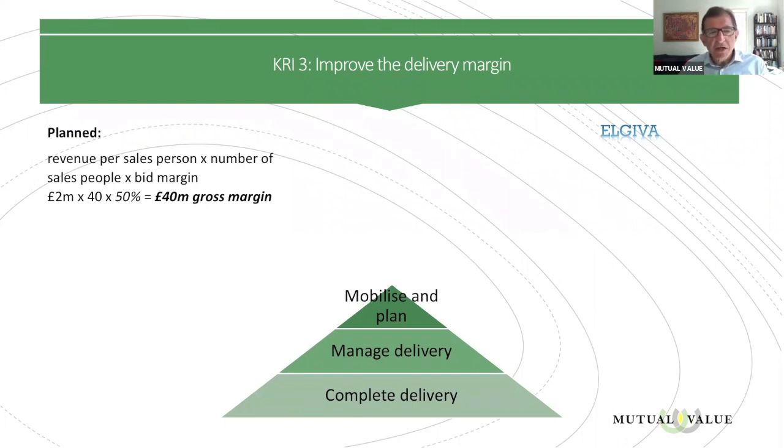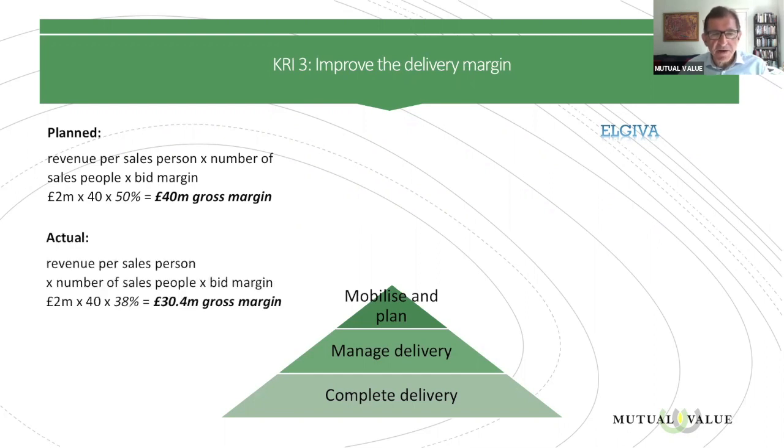So the planned margin that we had was £40 million from all of those different salespeople, because we had a 50% plan to make on the 80 million. In fact, on average, we make less than that. And if any of you watching this don't believe that that is reality, I'd be surprised.